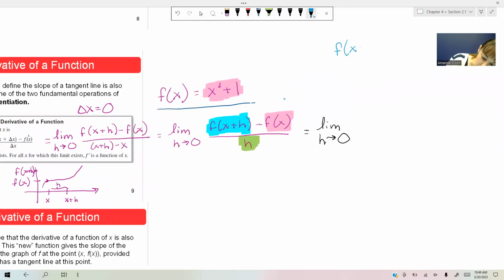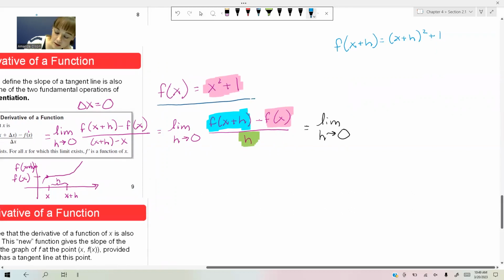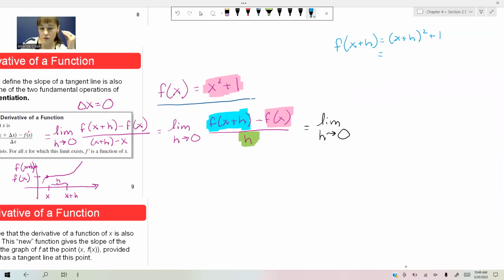So f of x plus h, for this particular function, we're going to take our input, x plus h. We have it squared. And then we'll add 1. And then we need to simplify. So you want to remember that when you square that x plus h, you're squaring a binomial, so you have to distribute or FOIL. And when you do that, you get x squared plus 2xh plus h squared.